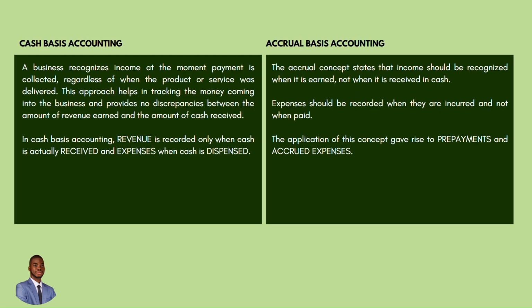Just to sum it up, like we said, in cash based accounting, revenue is recorded only when cash is received, and all expenses when the actual cash is dispensed. While accrual based accounting says you recognize income or revenue when it is earned and not when it is received in cash. Expenses should be recorded when they are incurred and not when actual cash is paid out.